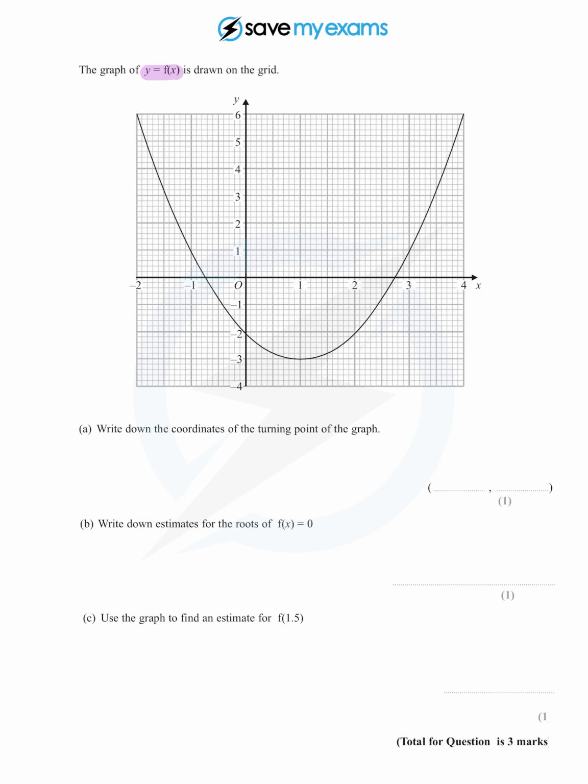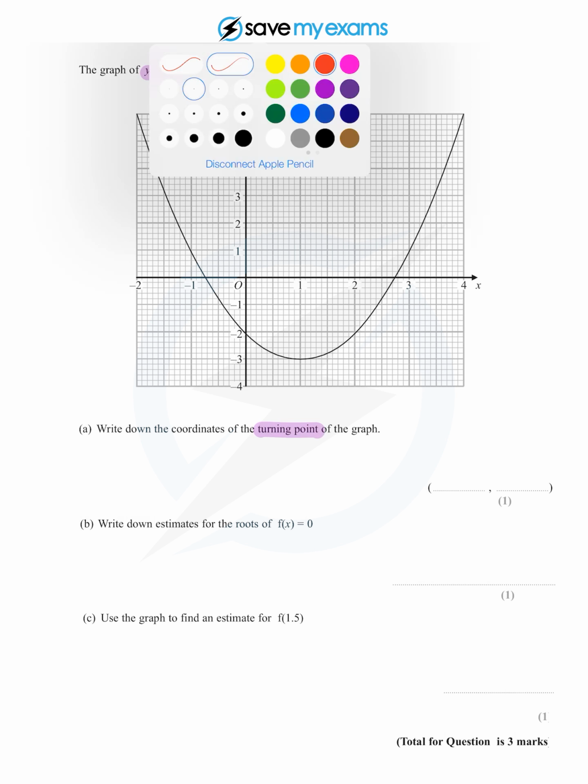So here's the graph of y equals f of x. There it is. Nice bendy thing. Looks like a parabola to me. May or may not be. Doesn't really matter. What do they ask us to do? Write down the coordinates of the turning point of the graph.